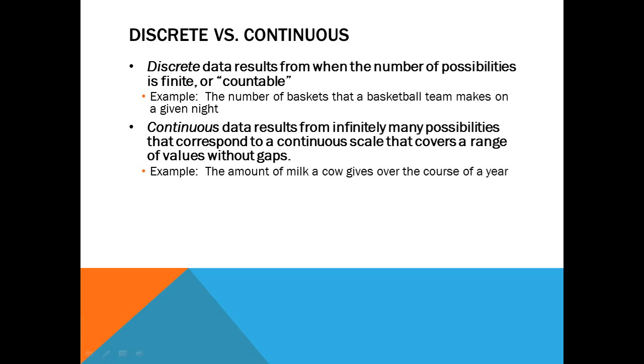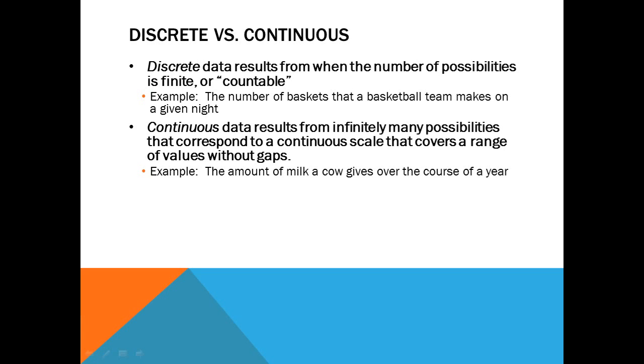Whereas with continuous data, there could be infinite possibilities, and the range is on a continuous scale. Now, the key part about continuous data is that the range covers a whole different mess of values, but there are no gaps in the data. The example there, the amount of milk a cow gives over the course of a year. It could give 48.2 gallons one day and 36.5 gallons another day.